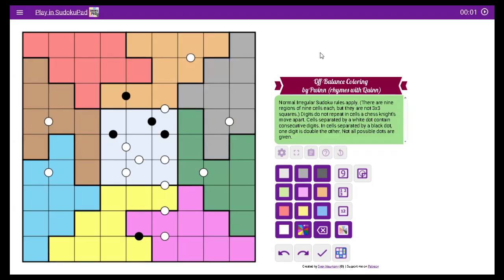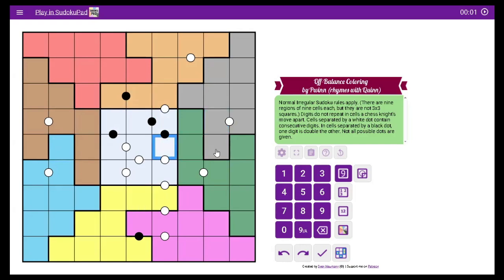In cells of chess, knights move apart. Okay, that means, like, let's say this cell was a 4. That means that by knight's move, this cell, if it were to travel like a knight, it would reach this square. This cannot be a 4. Neither can this, or any of these squares.